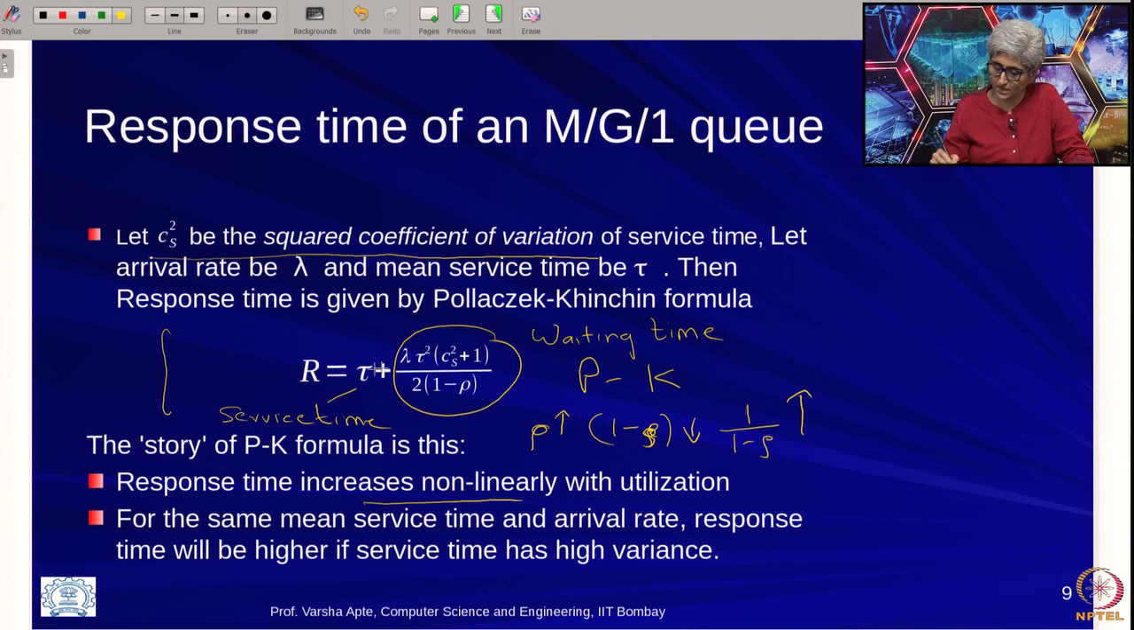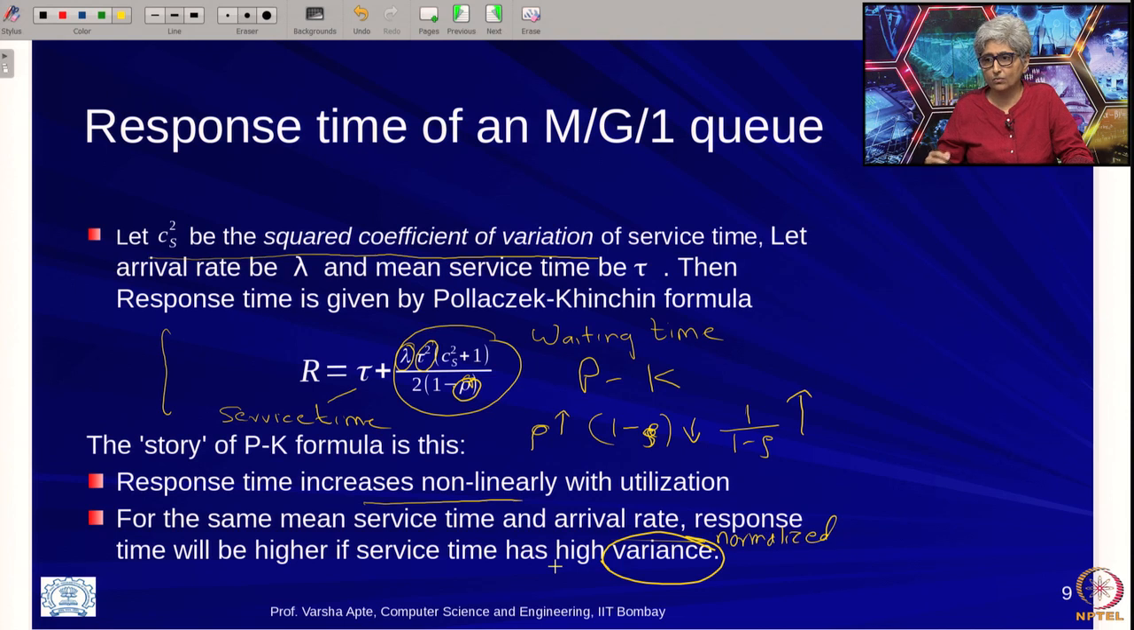And if the mean is the same, the mean of the service time is the same, and the arrival rate is the same, that means utilization is going to be the same, right? Still, the response time will be higher if the coefficient of variation of the service time is higher. That is basically a normalized variance, not just variance. Clearly, if the mean service time is the same, then whichever random variable has the higher variance will also have the higher coefficient of variation. If these quantities are higher, then response time is higher. So this is a very interesting point.